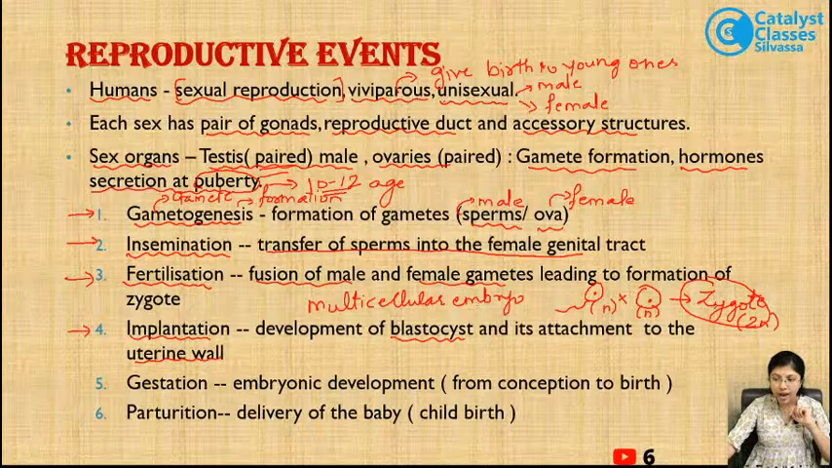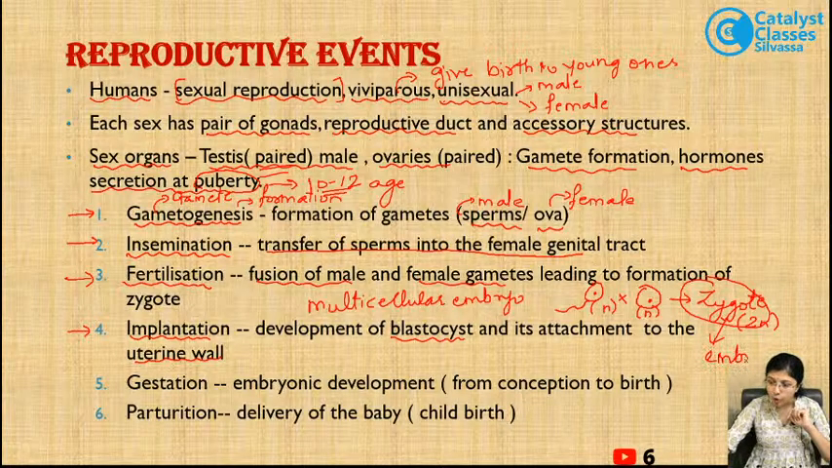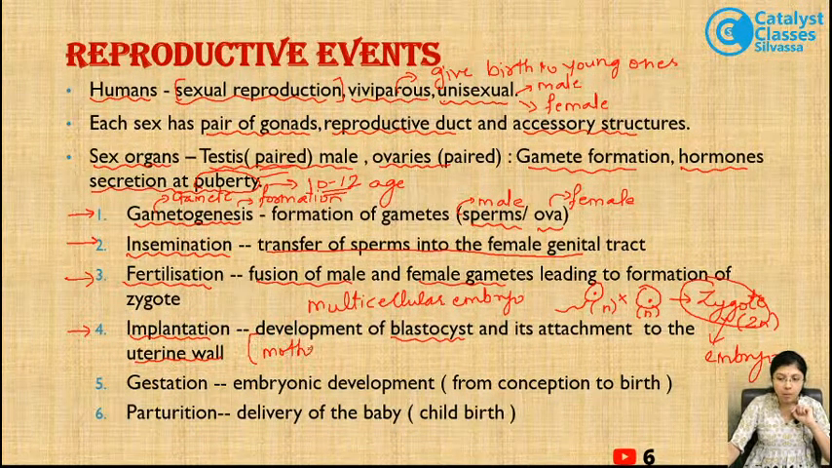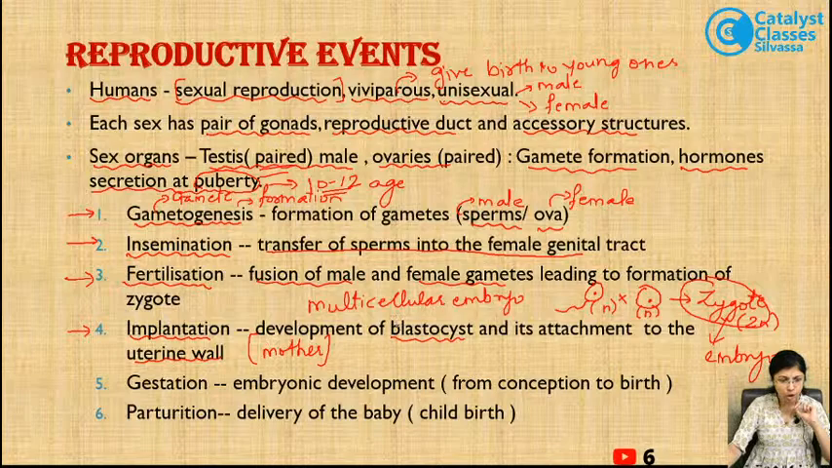Zygote जो form हुआ है, once it has started cell division and when the embryo formation has taken place, this embryo at a certain stage called as the blastocyst stage is going to attach itself to the uterine wall of the mother. This process where the attachment takes place between the embryo or the blastocyst stage with the uterine wall of the mother will be called as implantation.